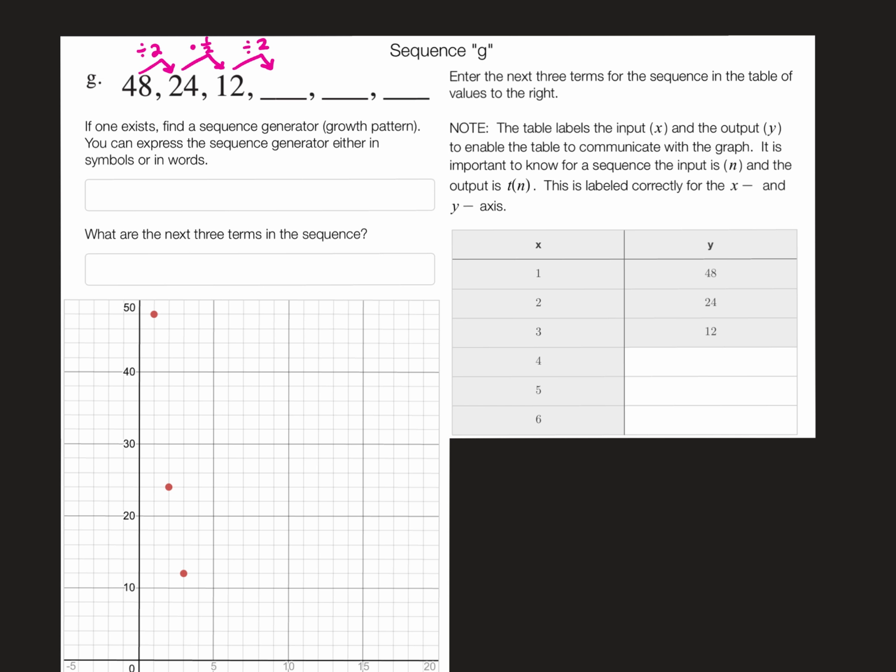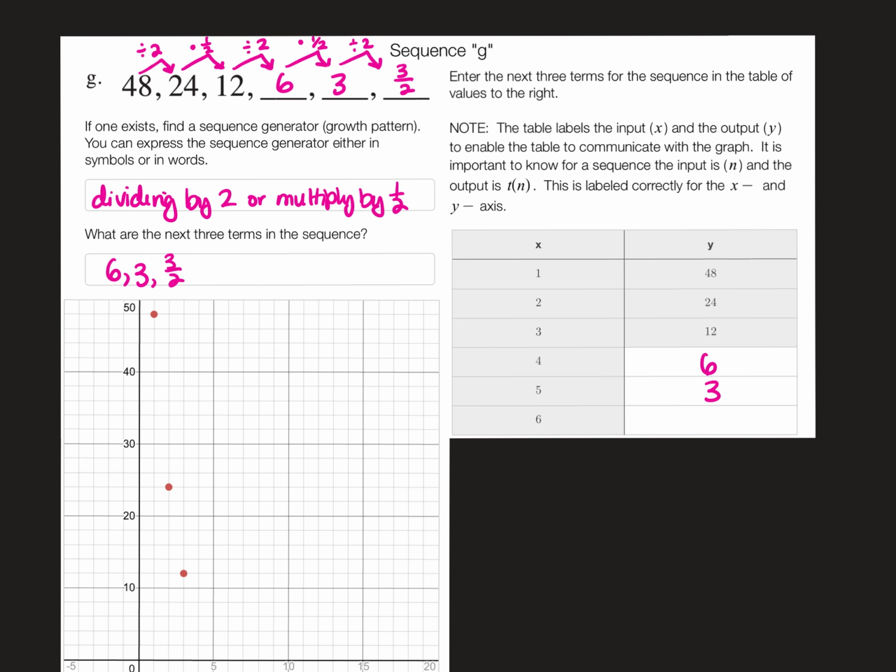So if we divide 12 by 2, we're going to get 6. If we multiply 6 by 1/2, we're going to get 3. And if I divide 3 by 2, I'm going to get 3/2 or 1.5. So we are either dividing by 2, I can't spell dividing, or you could have said multiply by 1/2. Either one is fine. What are the next 3 terms? Those are 6, 3, and 3/2. Same as saying 1.5. So if that's 1.5, that's easier for you to visualize.